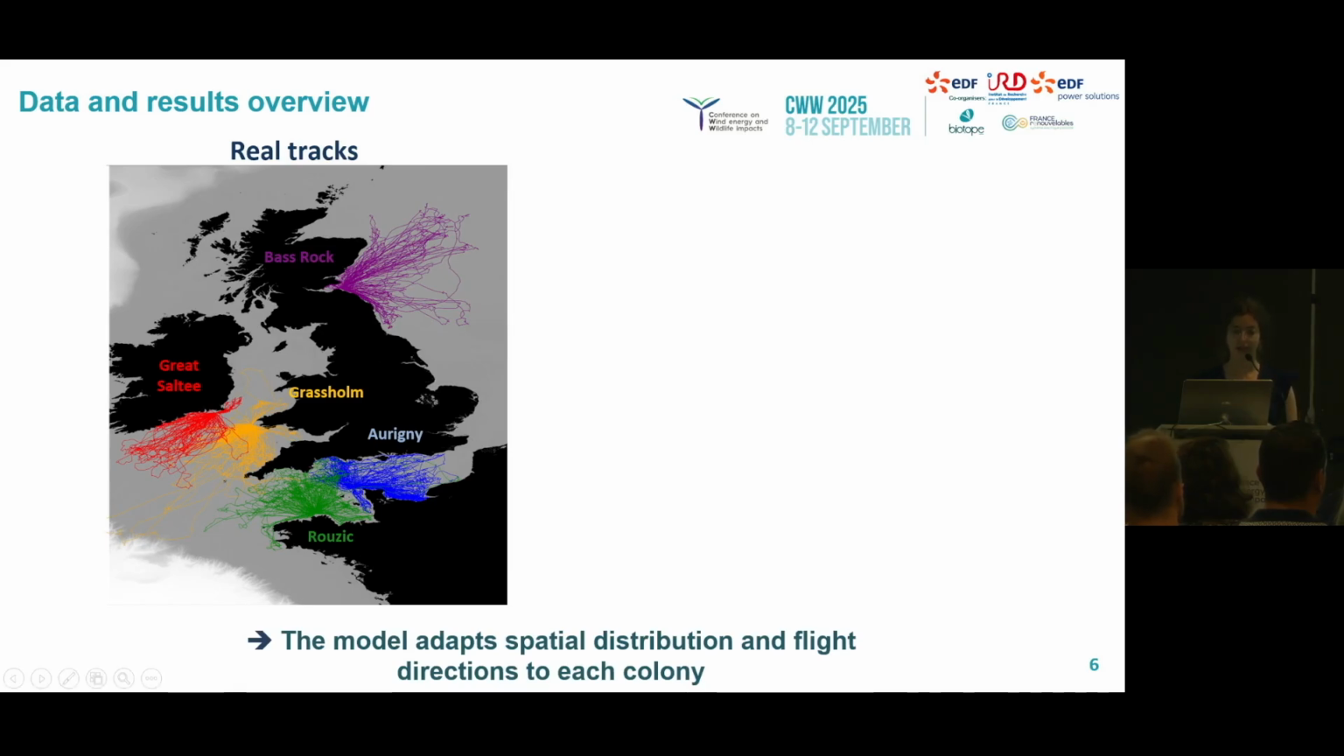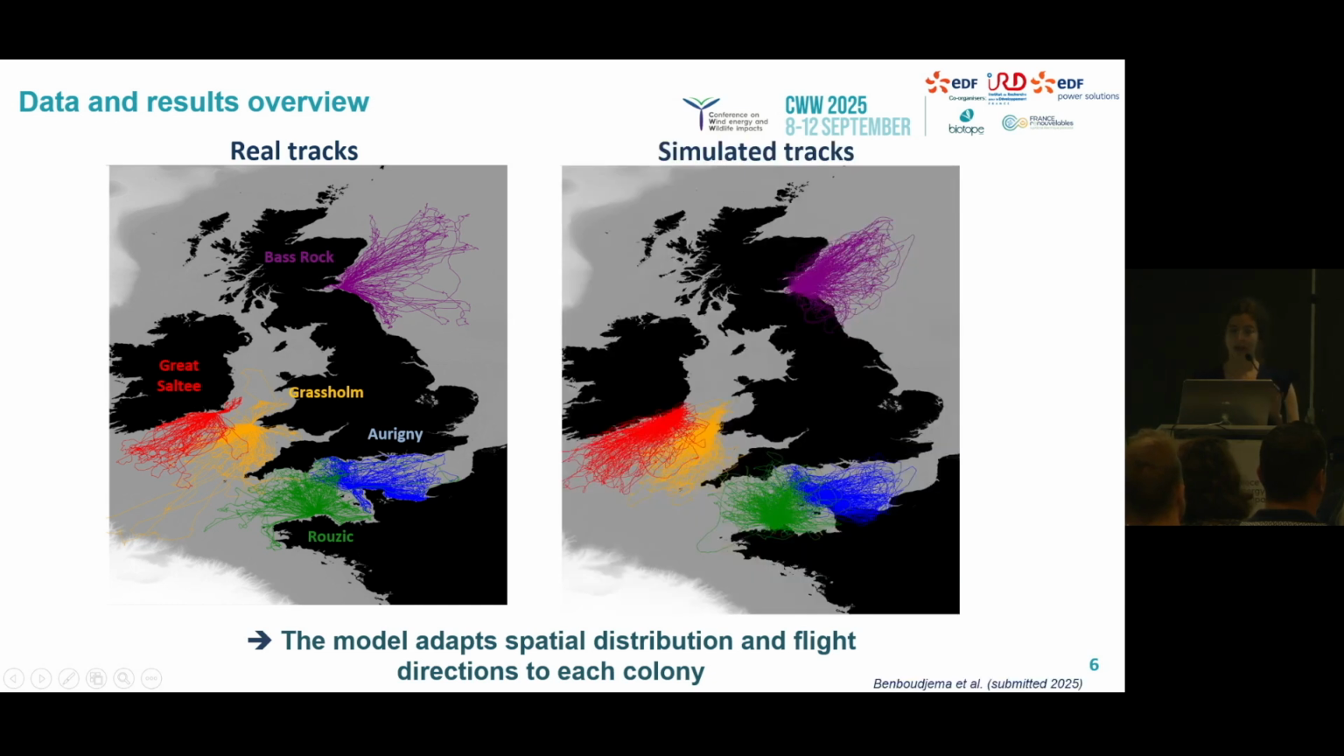And for each colony, I give the model the bathymetry map around the colony I want to simulate. So I've got 5 different bathymetry maps. And those are the simulated tracks by the model. It's trained over all colonies at once. And you can see that it adapts the spatial distribution of the tracks between colonies. So it understands something.